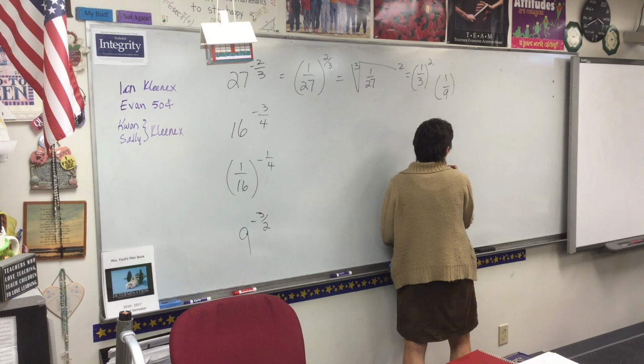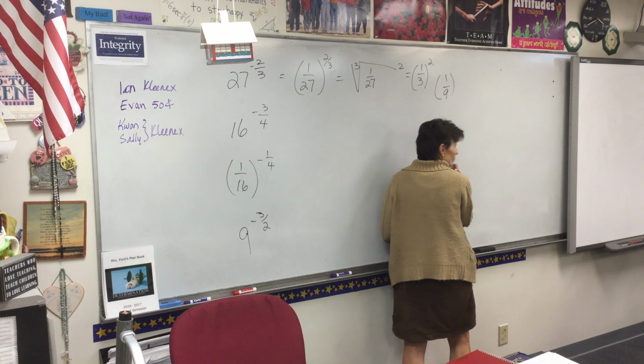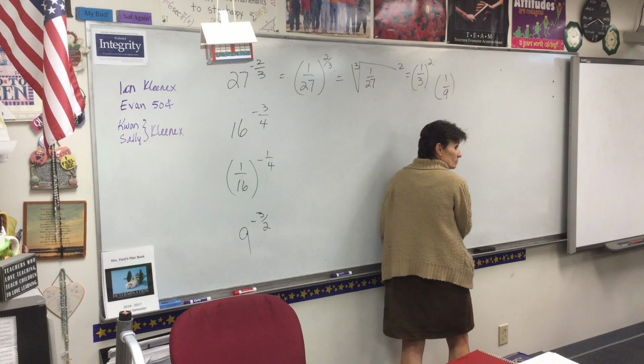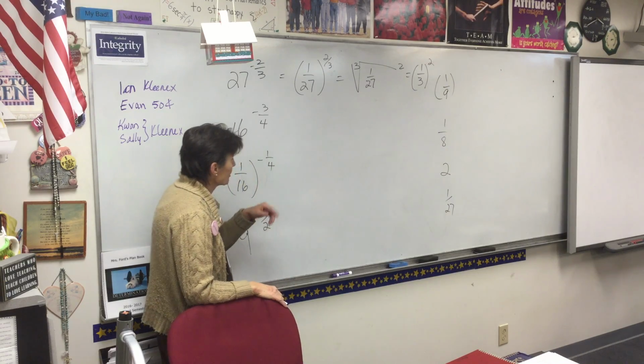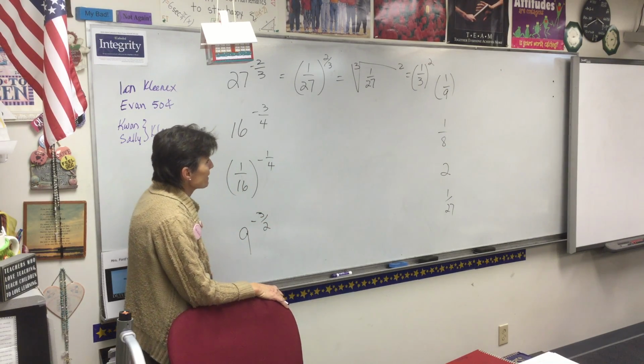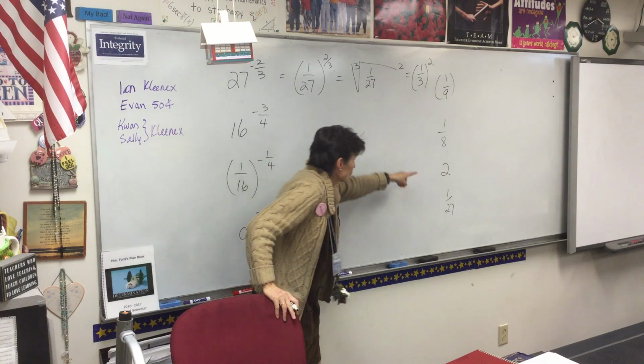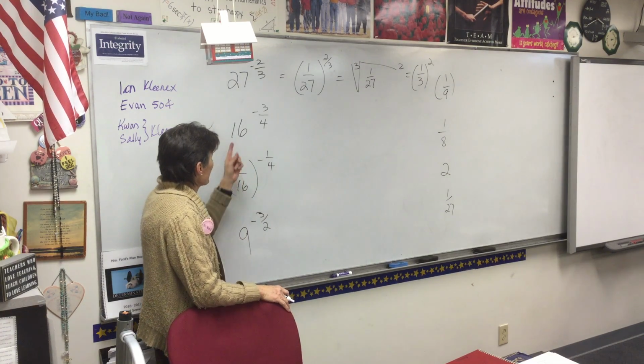G, I got 2. H, I got 1/27. I got 1/10. Well, I don't have those up here yet, so let's hang on with that and see how Sam did. These are the answers he got. Let's see if we end up with that.